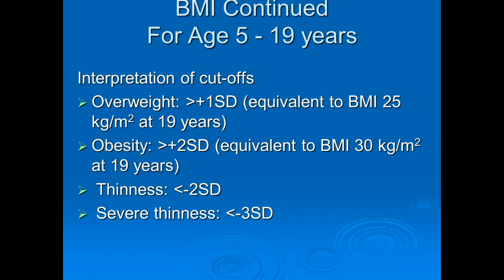BMI for age 5 to 19 years, these are the interpretations and cut-offs. So for overweight, it's greater than 1 standard deviation, or equivalent to a BMI of 25 kilograms per metre squared at the age of 19. Obesity is greater than 2 standard deviations, and thinness is less than 2 standard deviations, and severe thinness less than 3 standard deviations. So both extremes considered there.